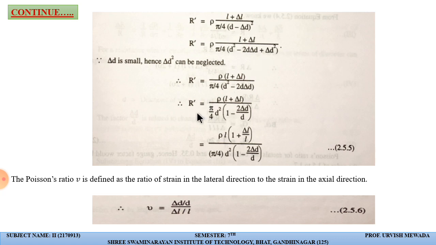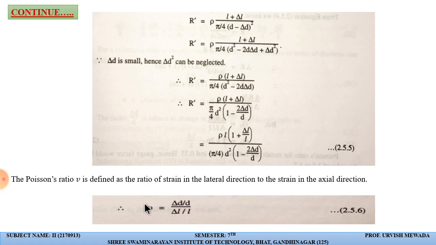So the equation will become R dash is equal to rho into L plus delta L over pi by 4 d square, and we keep d square common from this, so 1 minus 2 delta d by d. When we further solve this equation, we keep L common, so it becomes rho L, then 1 plus delta L by L, over pi by 4 d square, and 1 minus 2 delta d by d, we keep as it is. This is equation 2.5.5.